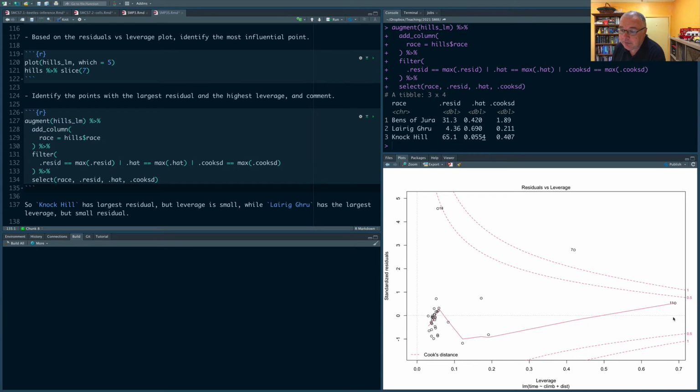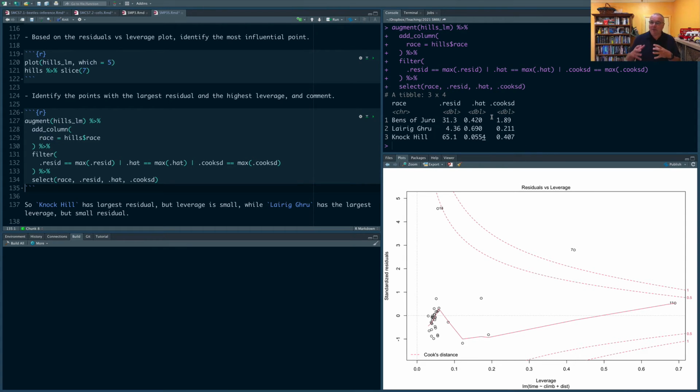Larig Ghru, well, that one has the largest leverage. That is that point there, number 11. But its residual's not too bad. So again, it doesn't have a huge Cook's distance. It's the Bends of Jura that has problems because its leverage is quite large. You can see the leverage is quite large compared with the rest. But also its residual's quite large. And together that gives it the great Cook's distance.